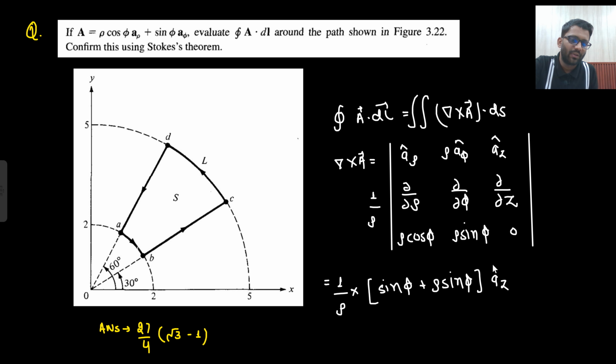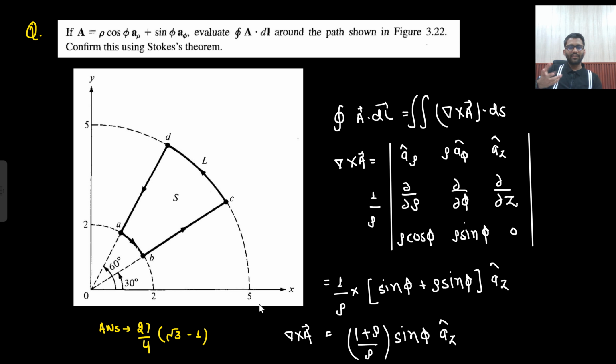This calculation you should be able to do on your own. So what are you getting? 1 plus rho by rho. Yeah, 1 by rho is there. Okay, that I have put. 1 plus rho by rho, okay, yeah. This is what I am getting, times Az cap. This is my del cross A. Now what next do I need to do? Next I need to compute del cross A dot ds.